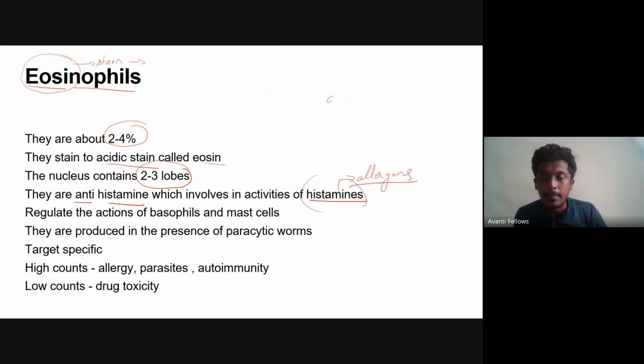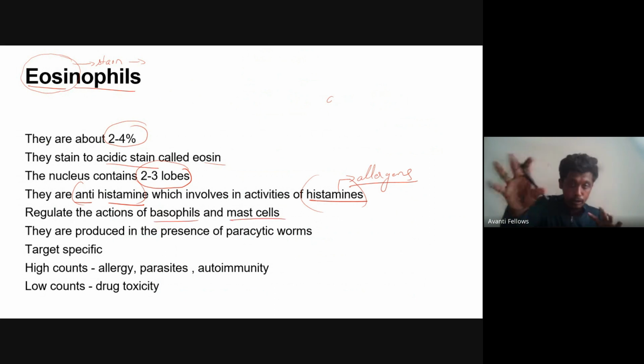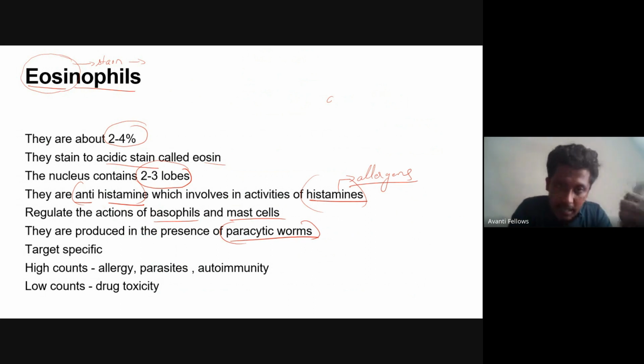These histamines increase the immune reaction. Eosinophils have antihistamine in them, which neutralizes this histamine activity and reduces the allergic activity. They also regulate the function of basophils and mast cells, controlling how they should act. Eosinophils are produced during parasitic worm infections. Very important: whenever you have parasites like worms in the stomach or liver, you can see that the production of eosinophils is very, very high.